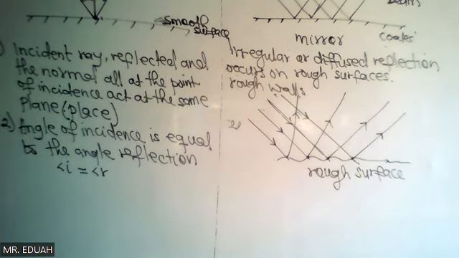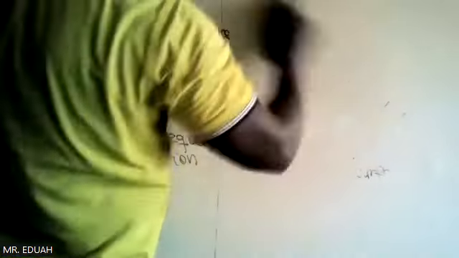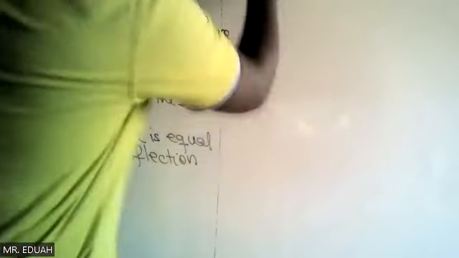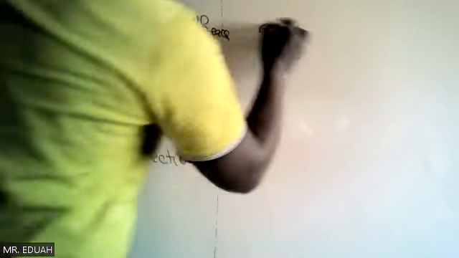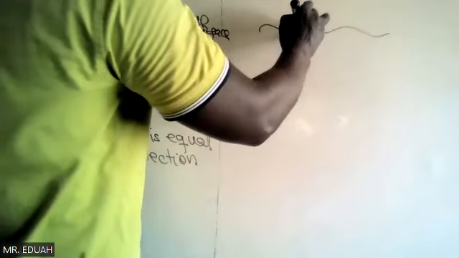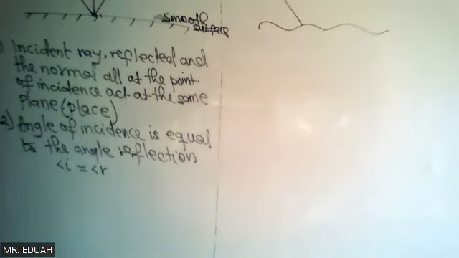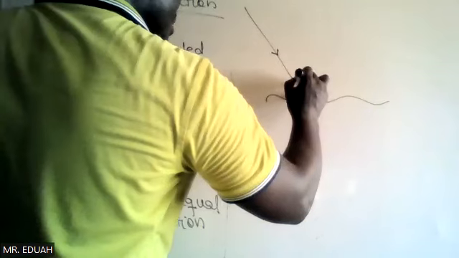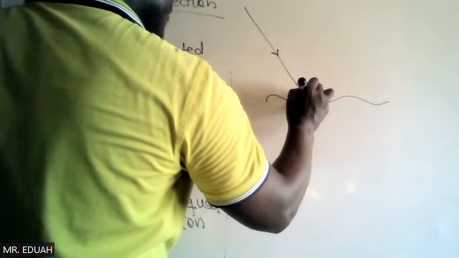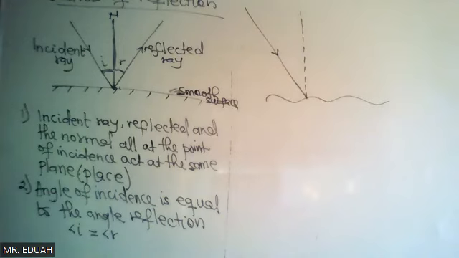Now, this law holds whether the surface is smooth or rough, or whether the surface is flat or curvy. If we have a rough surface, if this is an incident ray, it means we need to have a line perpendicular to this surface, which we will call the normal. So we draw our normal, no matter the surface.